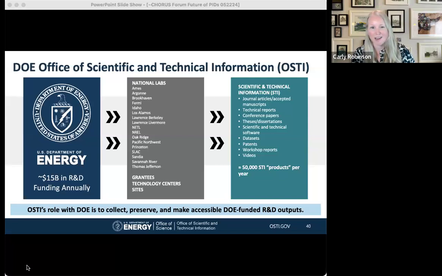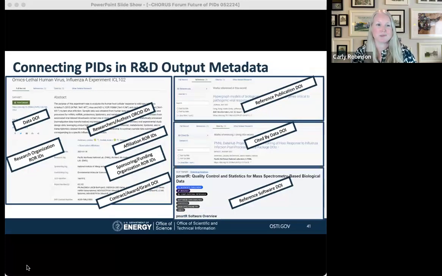And through that work is how we have gotten involved and really invested in using persistent identifiers. If you go to the next slide, one of the things that we do is provide search tools for finding DOE-funded research outputs, with traditional metadata record pages that link to the resource itself. This is an example of one of those pages. And what we're trying to do is include as many persistent identifiers as possible within the metadata. This is what we're working towards.